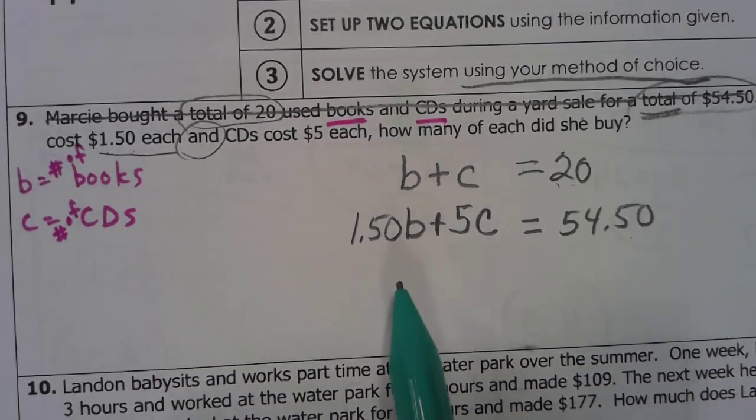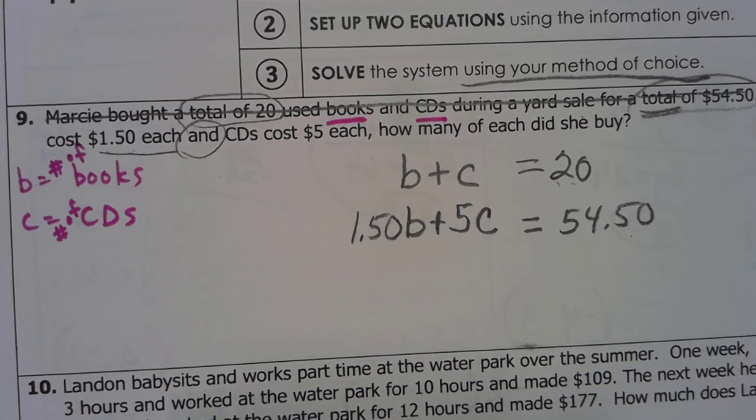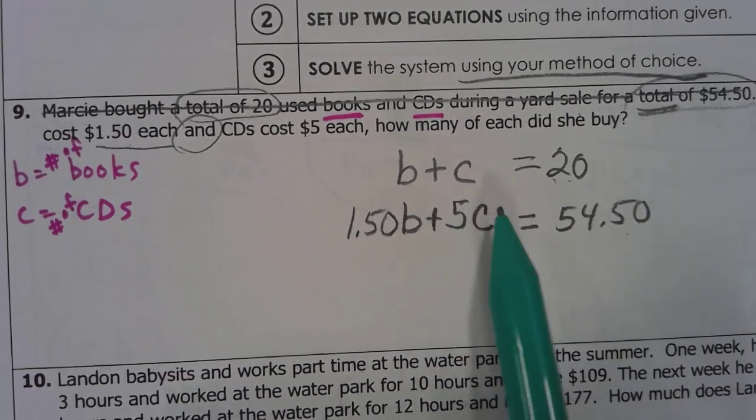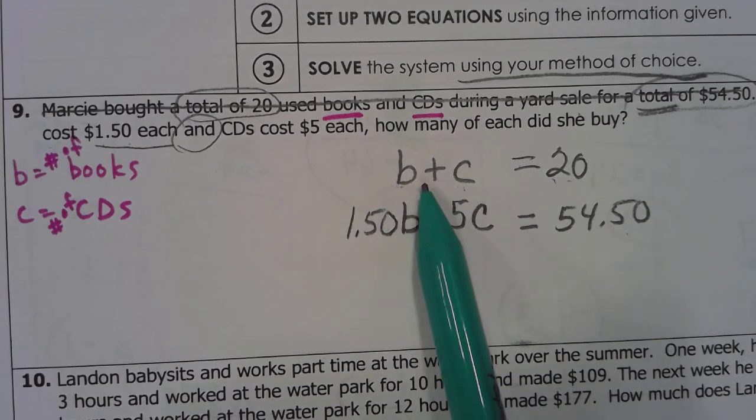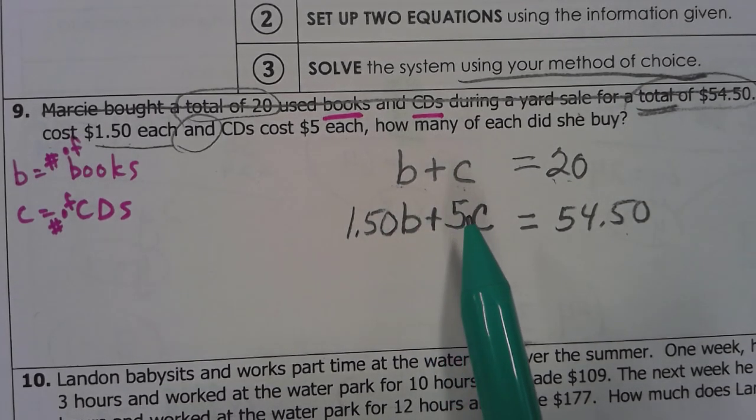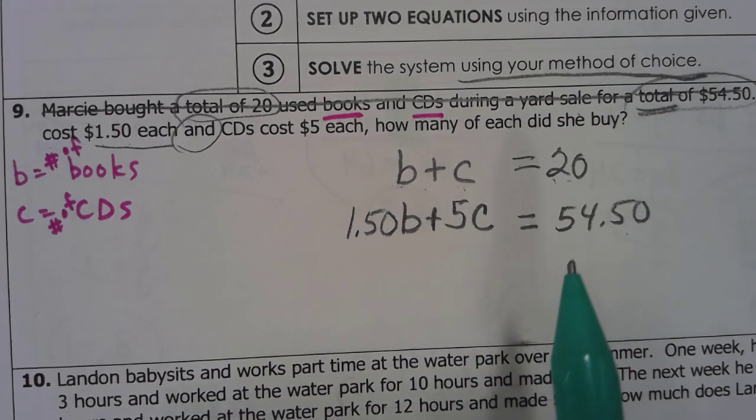Cool. So from here, you could decide, do you want to do elimination? It's sort of already set up for that. Like it's all in the X's lined up, Y's lined up, whatever. This one might be easy to do with substitution because I have this B or the C by itself. I could just push one of those over. So, not graphing. That would be ugly. Everybody okay with that? Okay.